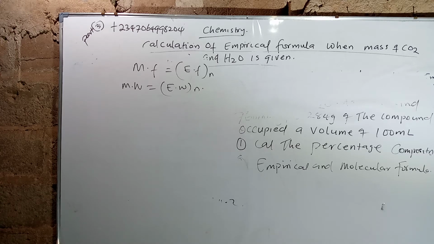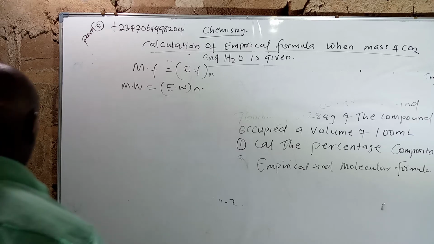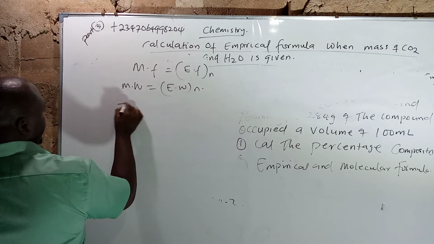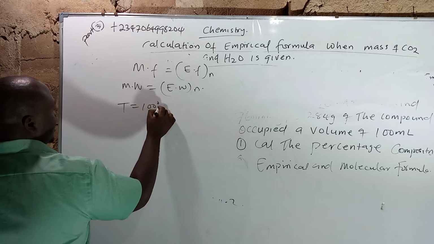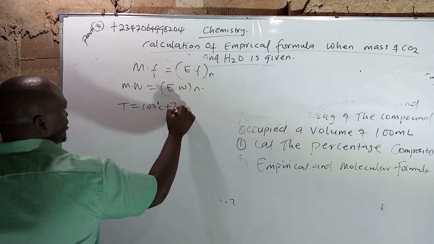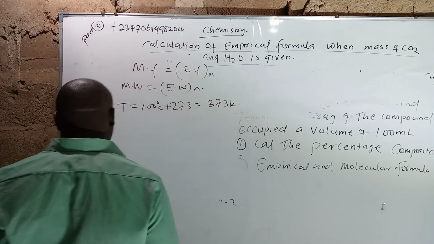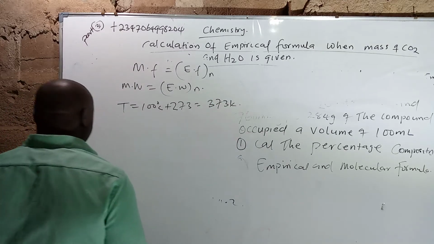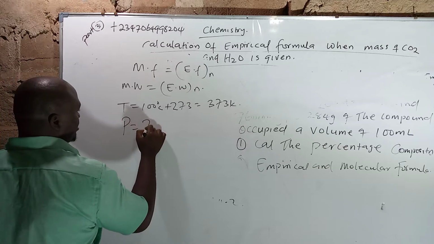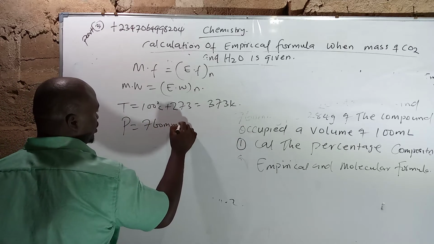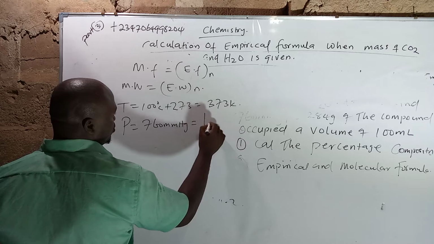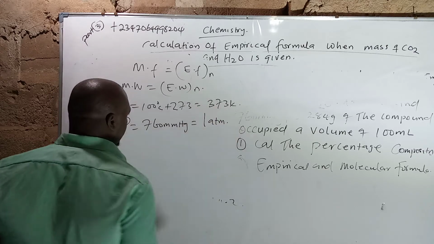Now, don't forget that in the question that you were given, I hope you copied the question, the temperature was 100 degrees centigrade. So plus 273 will give you 373 Kelvin. You have to convert it. The next thing is the pressure is 760 millimeter of mercury, which is equivalent to 1 atm.